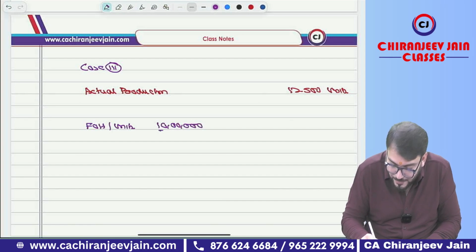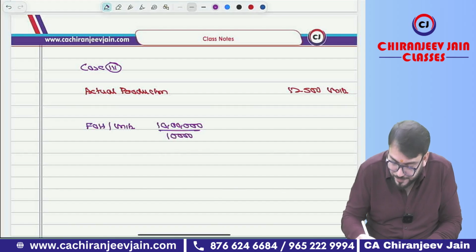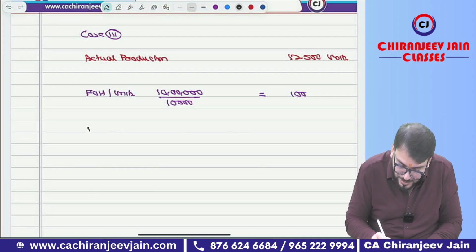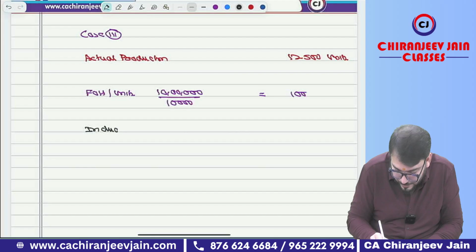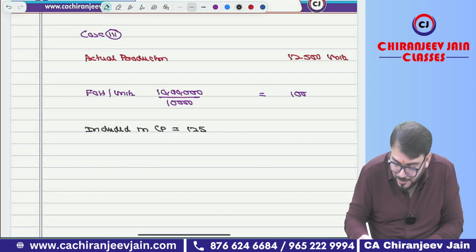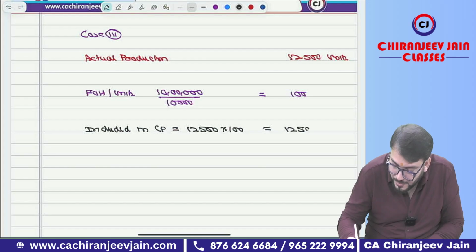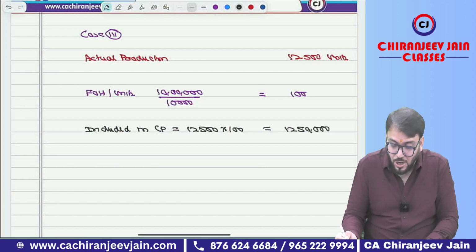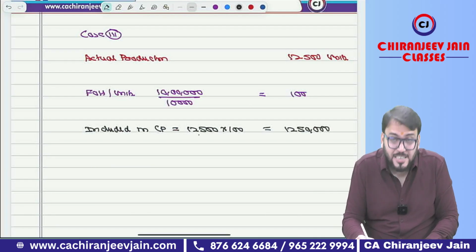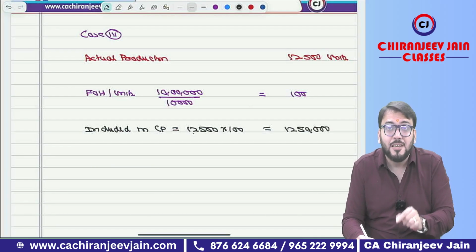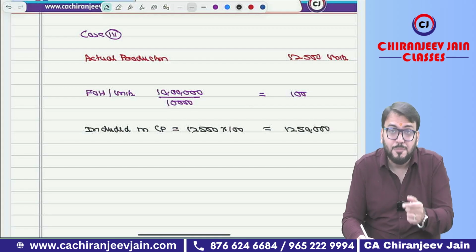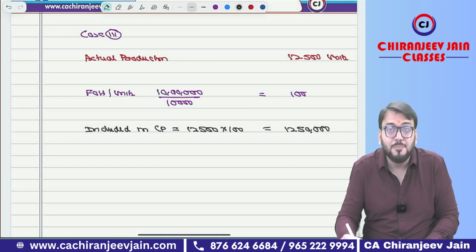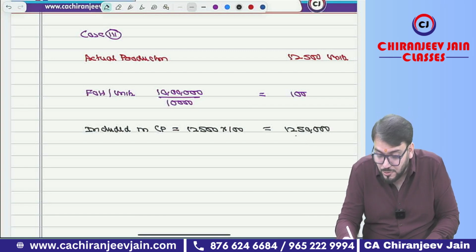10 lakh divided by 10,000 is equal to 100. Means how much is included in cost price of inventory? Actually produced 12,500 into 100 means it becomes 12 lakh 50,000. Now, oh my god, what happened? Means in this case you have produced 12,500. Means you can sell 12,500 units. Means you can recover 100 from 1 unit. Means you are able to recover 12 lakh 50,000.